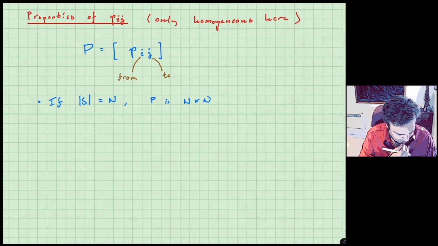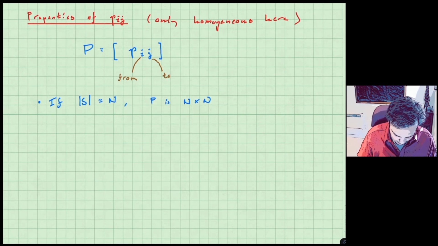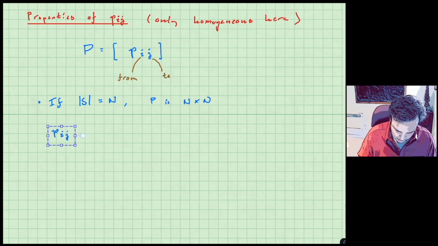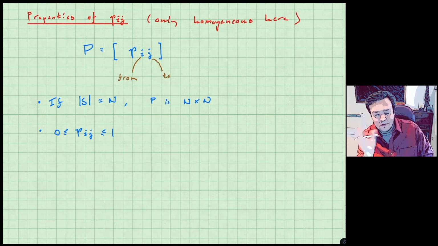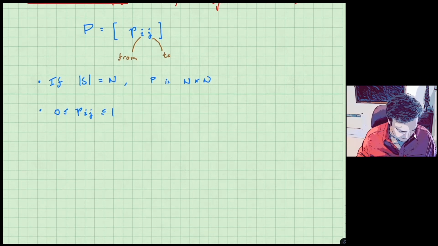Another property is also a little bit silly. It's certainly the case that all of the elements Pij, since they're all probabilities, have to be in between 0 and 1. They could be equal to 0, and they could be equal to 1, but they can't be bigger than 1 or smaller than 0.